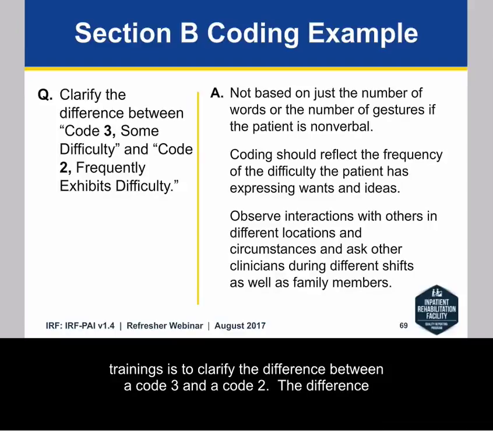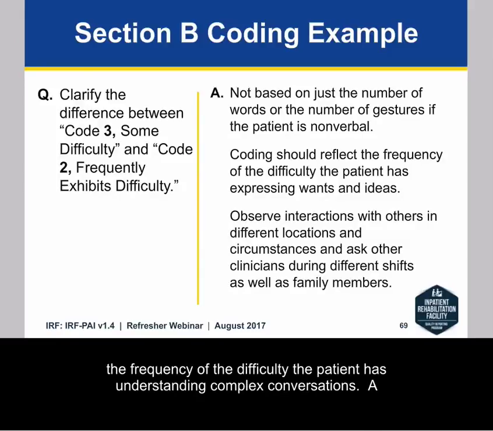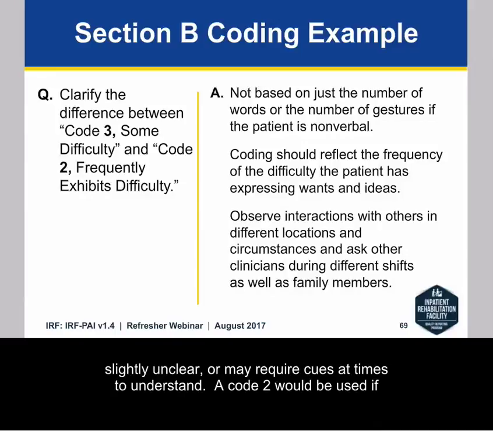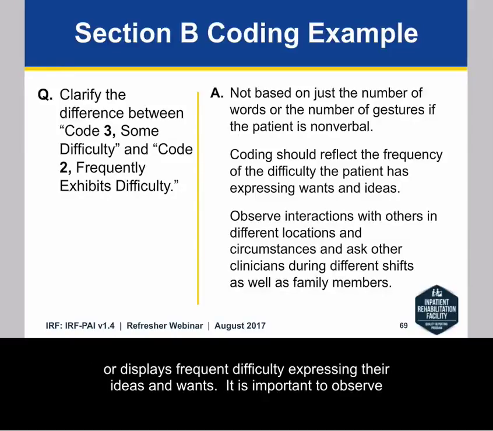The difference between coding a 2, sometimes understands, and a 3, usually understands, is based on the frequency of the difficulty the patient has understanding complex conversations. A code 3 would be used if the patient is able to understand most questions, speech might be slightly unclear, or may require cues at times to understand. A code 2 would be used if the patient only understands basic conversation, requires frequent cueing to understand, or displays frequent difficulty expressing their ideas and wants.